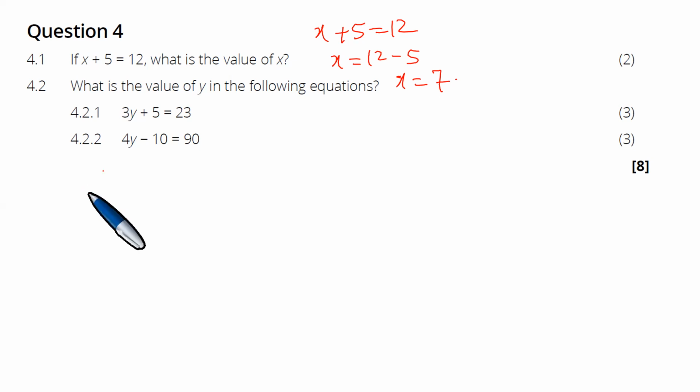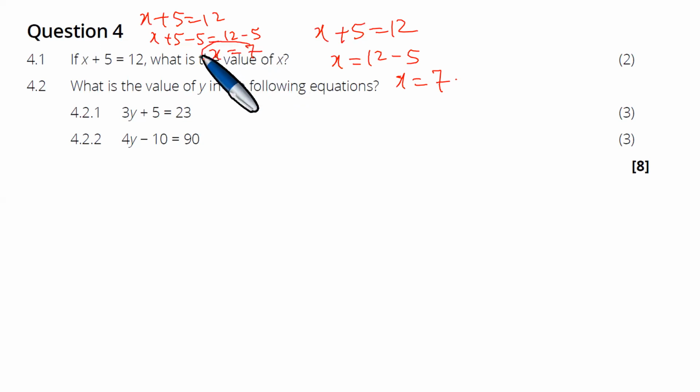Alternatively, you can do this. You have x plus 5 equals 12. Then you subtract 5 from the left, and whatever you have done on the left must be done on the right. So also subtract 5 on the right. So 5 minus 5 is what? It is actually 0. And then what is 12 minus 5? It is 7. It is exactly what? 7. And that's the answer.